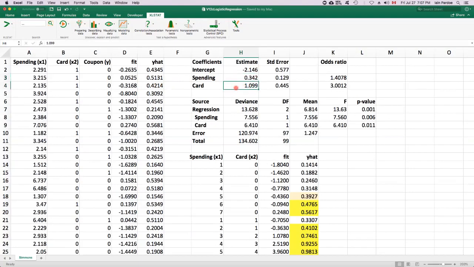And similarly, this is a positive number, and customers that have a store credit card will have 1.099 added onto their fitted value, whereas customers that don't will not have that 1.099 added on. So again, having a department store credit card increases the probability of using the coupon.